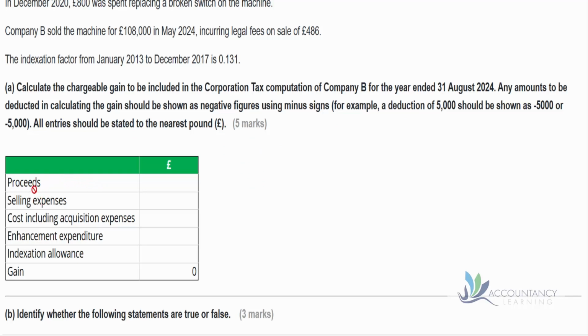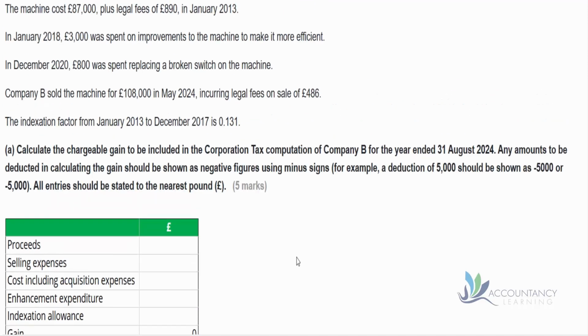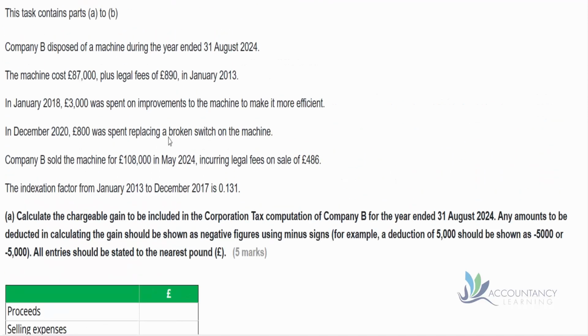So for example, the first text in the table is proceeds. So, well, where is the proceeds information? Yeah, you could waste a lot of time looking for proceeds. Whereas it's just easier and quicker to work through the text from top to bottom.